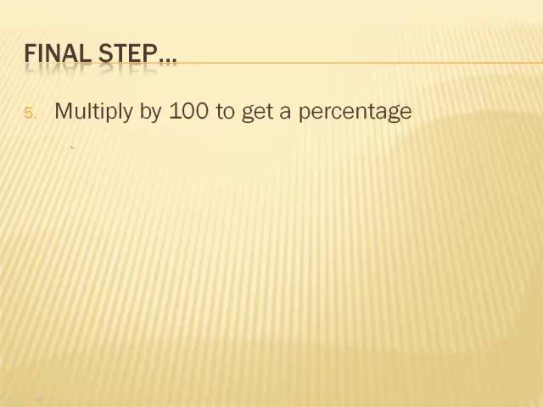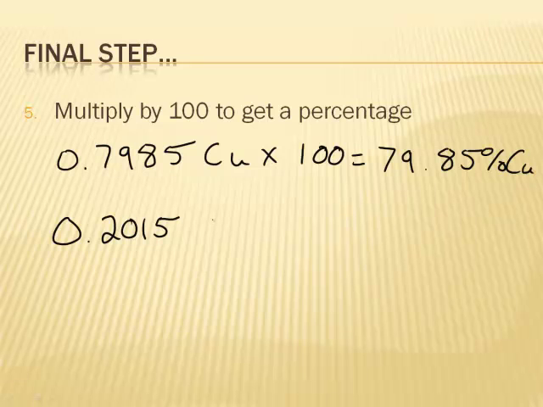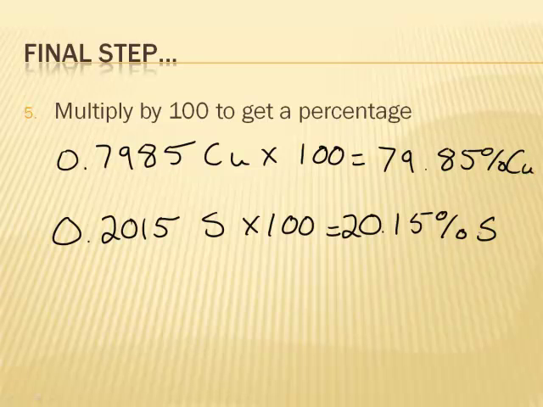So I take my 0.7985 copper, multiply it by 100, and that gives me, well, just move the decimal place 2 places, 79.85% copper. I do the same thing for sulfur. My 0.2015 sulfur times 100 gives me 20.15% sulfur. Remember, if I'm trying to find a percentage, it's going to add up to 100.